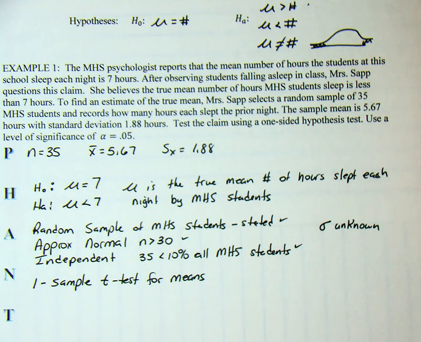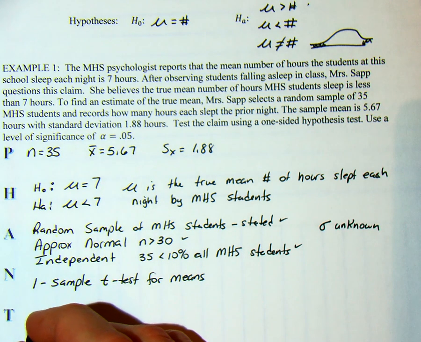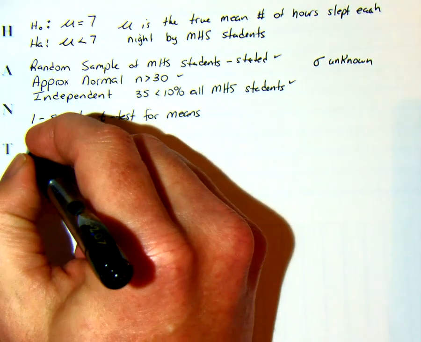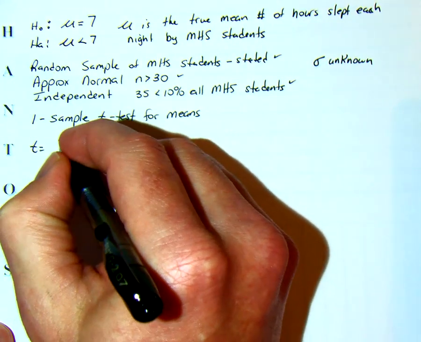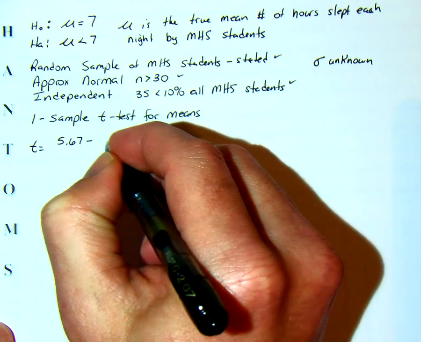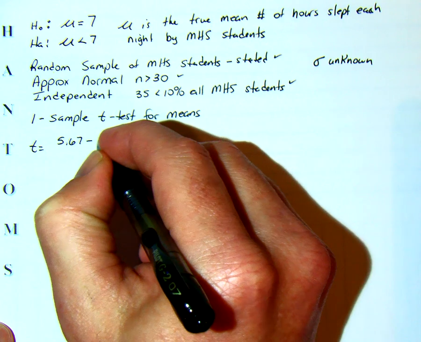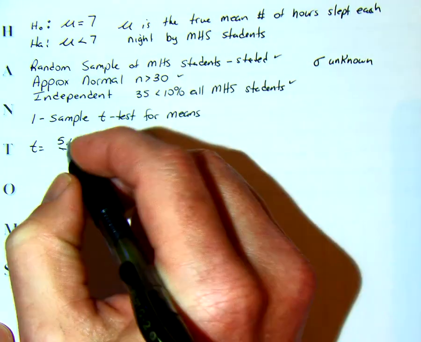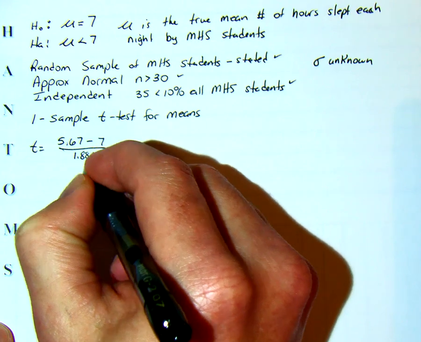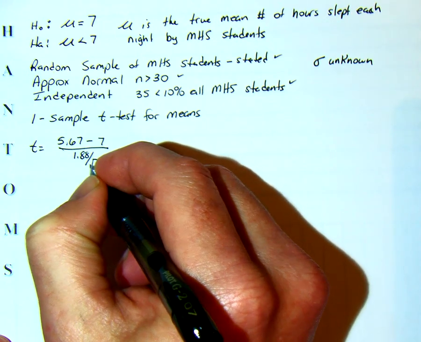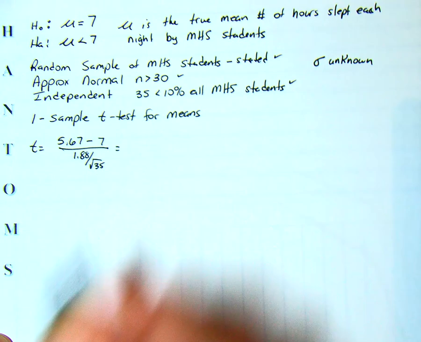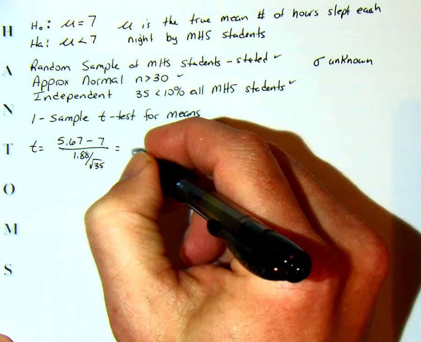Okay? All right, so we need a test statistic. Again, for the test, just so we have an idea that you have an idea of what's going on, we're going to make you write this out. So when we see this, we're going to go t is equal to, I observed 5.67 hours of sleep. I'm expecting 7 hours of sleep. We had a standard deviation of 1.88, but because it came from a sample, I have to adjust for that and divide by the square root of 35. And that turns out to be negative 4.19.